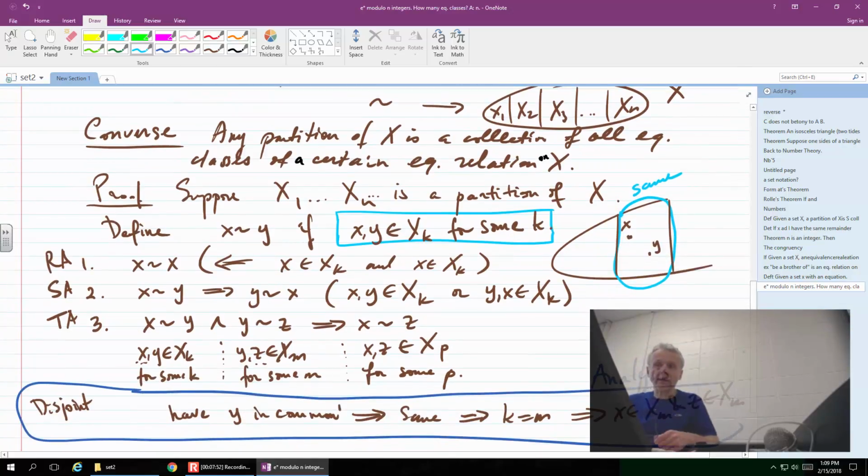Well, we've got to demonstrate that it is an equivalence relation. So, as you can see, these are the 3 axioms. Reflexivity axiom is easy, because if x belongs to some X sub k, then x belongs to X sub k. So there is nothing to worry about. Symmetry axiom is obvious once again. And then the third one takes some work.